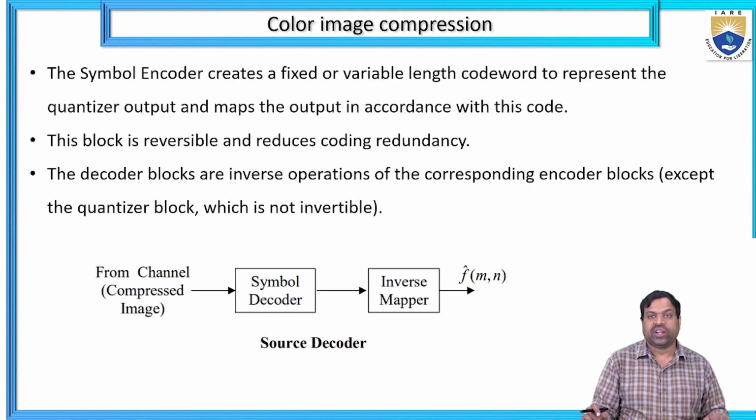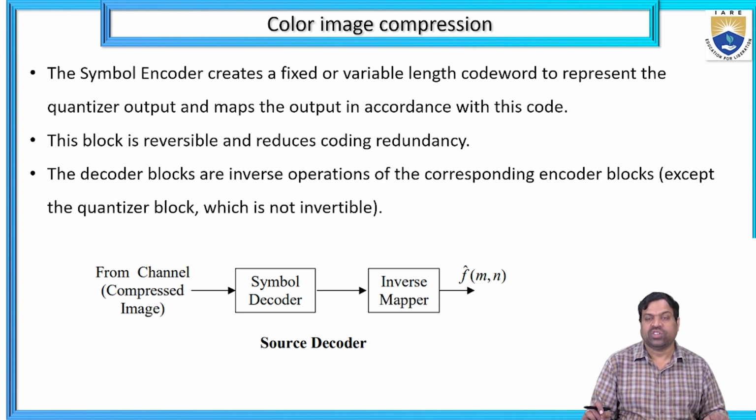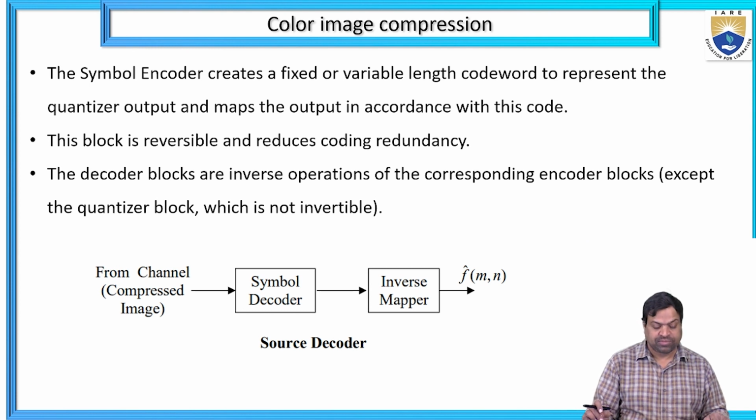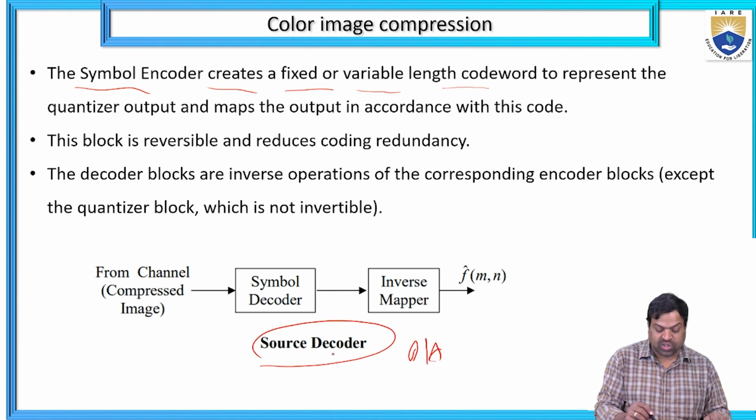The symbol encoder creates a fixed or variable length code word to represent the quantizer output and maps the output in accordance with this code. This block is reversible and reduces coding redundancy. The decoder blocks are inverse operations of the corresponding encoder blocks except the quantizer block, which is not invertible. So the symbol encoder creates a fixed or variable length code. Here I am taking the source decoder, meaning digital to analog conversion, from channel to compressed image.